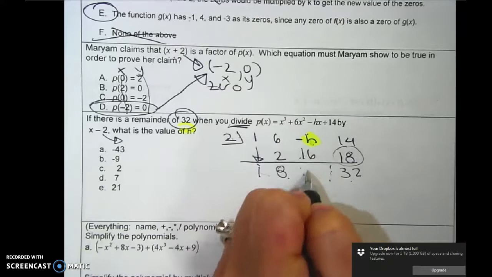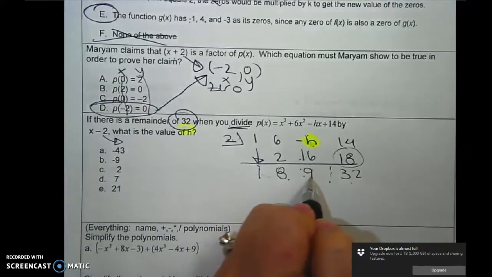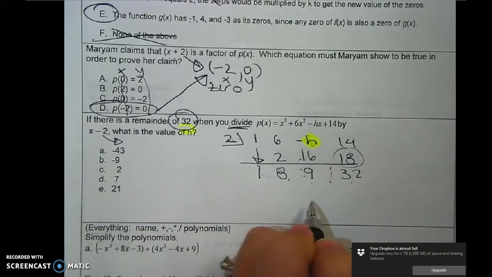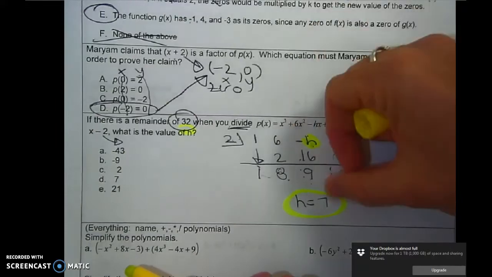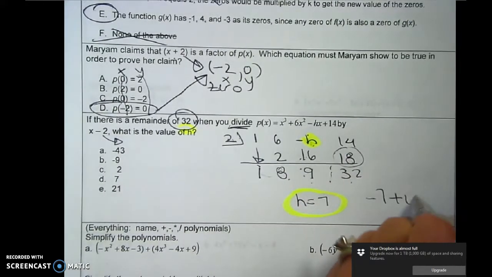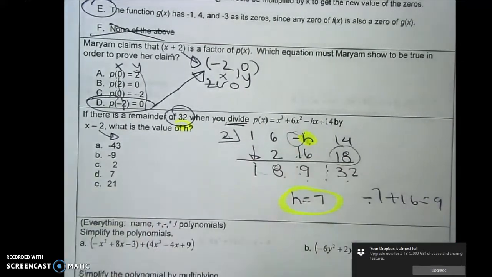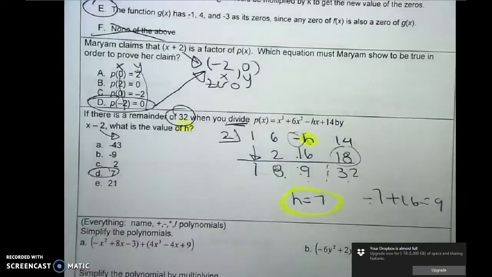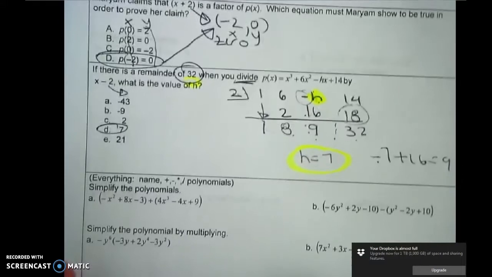So 2 times what is 18? 2 times 9. The way to make that a 9 is if the h was a 7. Because -7 plus 16 is 9. -7 plus 16 equals 9. So the value isn't -7 because I have that negative already there. So h equals 7 is the answer. Okay. Let's go to the next one.